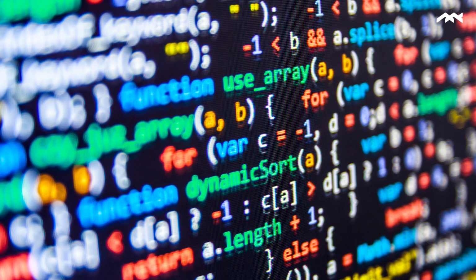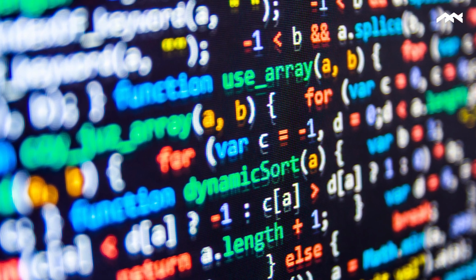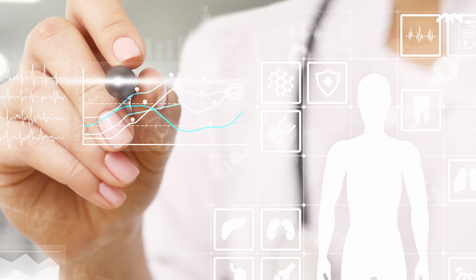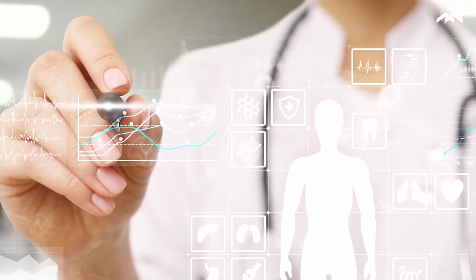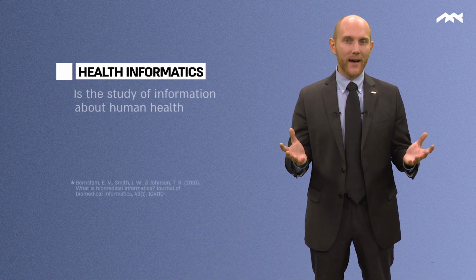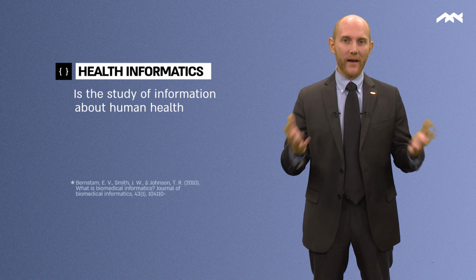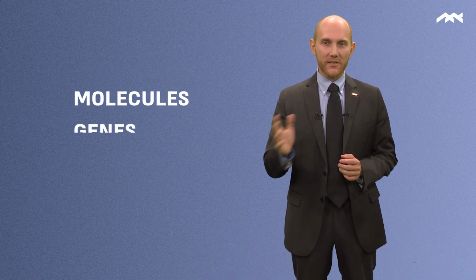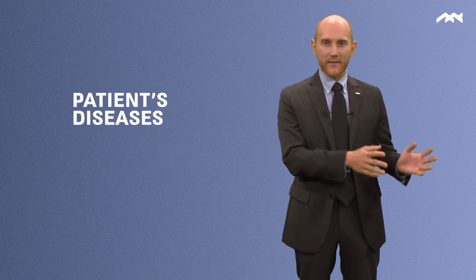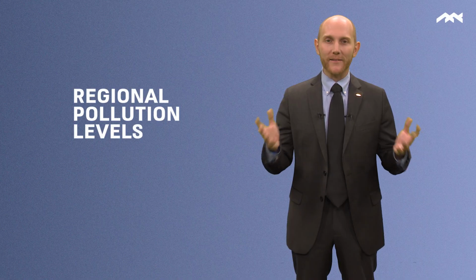Health informatics is built on several other sciences, and it is sometimes hard to distinguish it from computer science or health sciences. So what is so unique about health informatics? In essence, health informatics is the study of information about human health. This information potentially includes molecules, genes, medications, patients' diseases, living environment, regional pollution levels, and many other data.